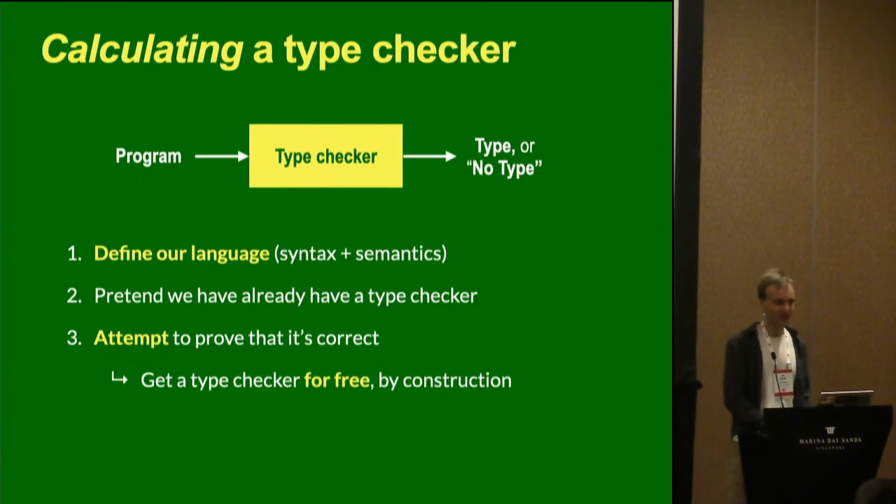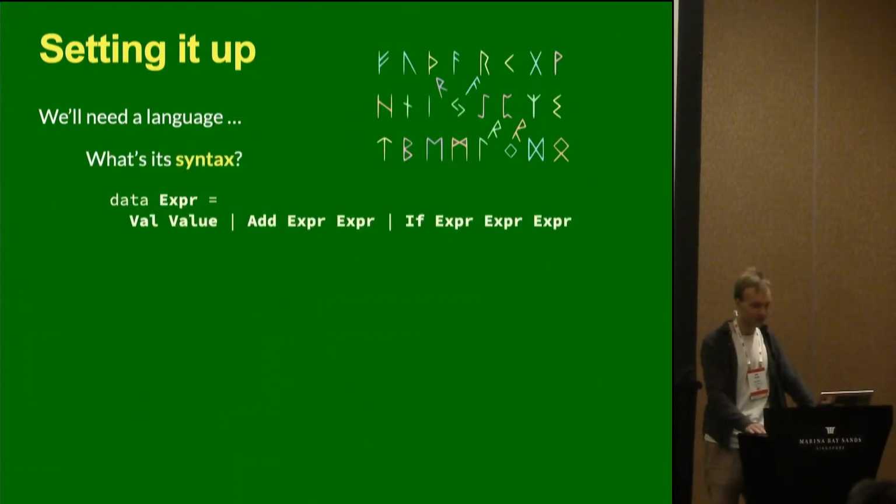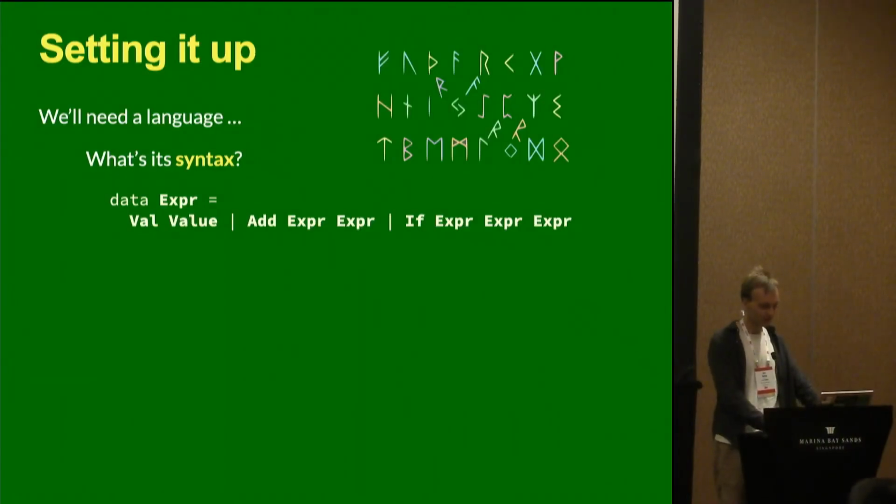And so in this talk, I'm going to explain our techniques for doing this, and how maybe you can apply these to your own type checker needs. So to set this up, you need a language. For the purposes of this presentation, I'm just going to use a really simple language. We've got values, we have addition, and we have conditionals. This is like an if condition, if true, else false sort of thing. So it has three expressions with it.